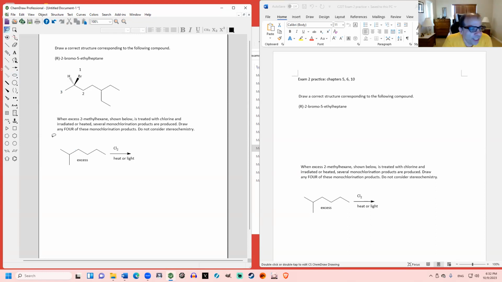Next question. When excess 2-methylhexane shown below is treated with chlorine and irradiated or heated, several monochlorination products are produced. Draw any 4 of them. Well, what you do is you work your way down the chain, replacing hydrogens with chlorines. So the first one is over here, unless you wanted to start on the other side, which you certainly can. That's a possible answer.